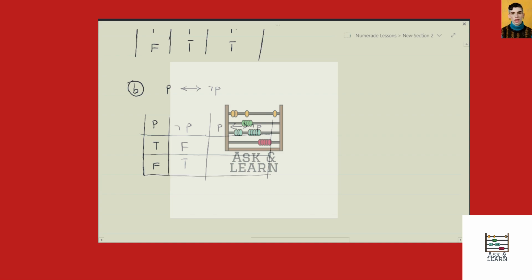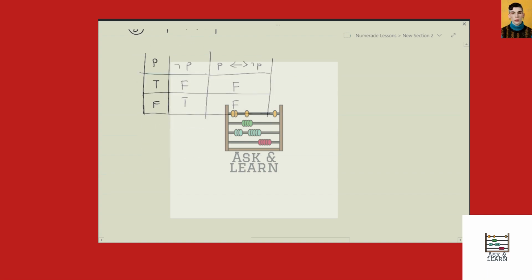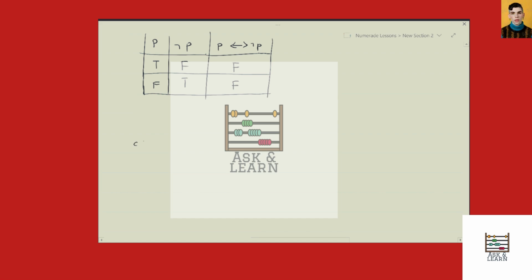Okay, so this time the bi-implication is only true if the truth values of P and Q are both the same. So here we can see that it's not the same, so that is false. This is not the same, so that is false. Okay, let's go to the next one.